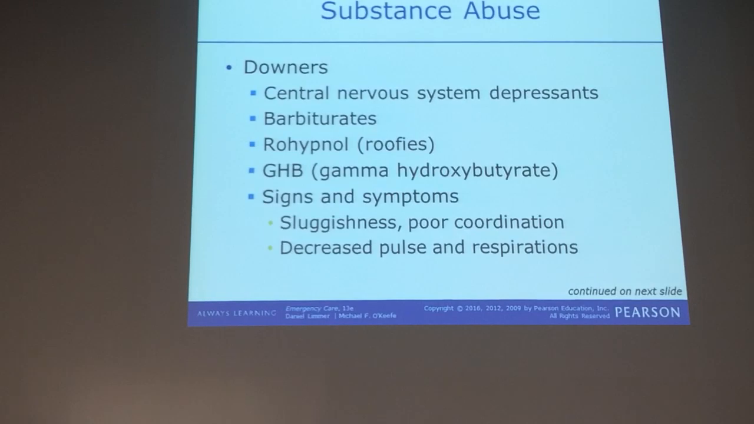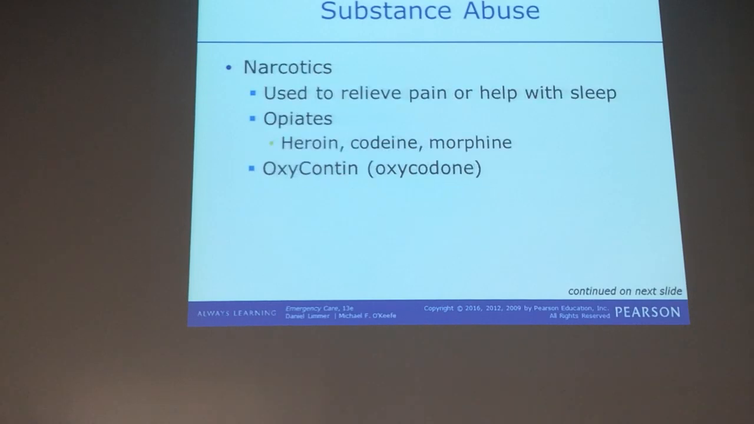Downers are going to affect the central nervous system. They're going to be depressants: barbiturates, roofies, GHB. They make people sluggish, with poor coordination and decreased pulse and respirations. You can die on pretty much all this stuff.